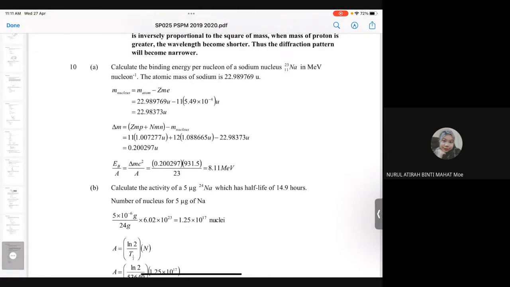Ni sebab dalam you punya tutorial tak ada mass atom. So the atomic mass of sodium dia bagi ni. So this is not mass nucleus because you will use formula ZMP plus NM minus M nucleus. This one is given in exam. Okay, you tak boleh tolak ni. Tengok dia tak tolak pun ni.